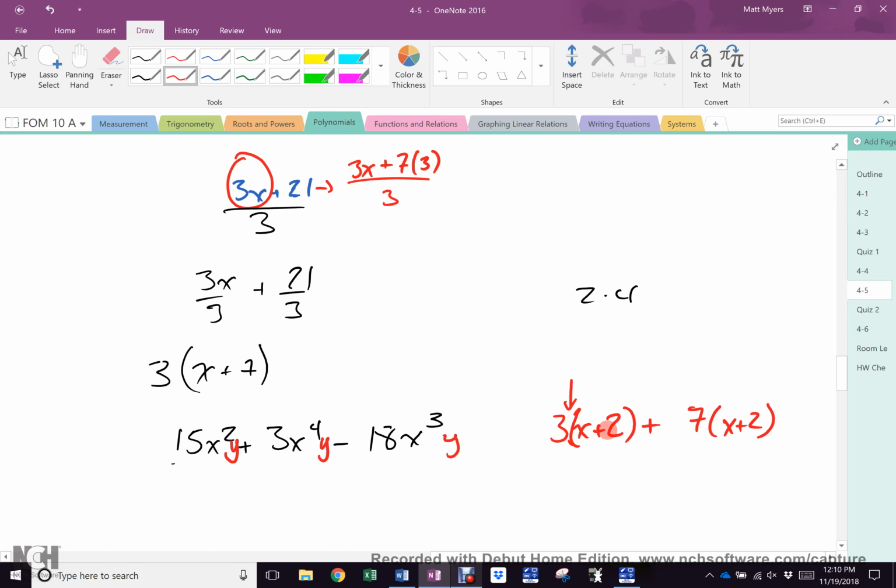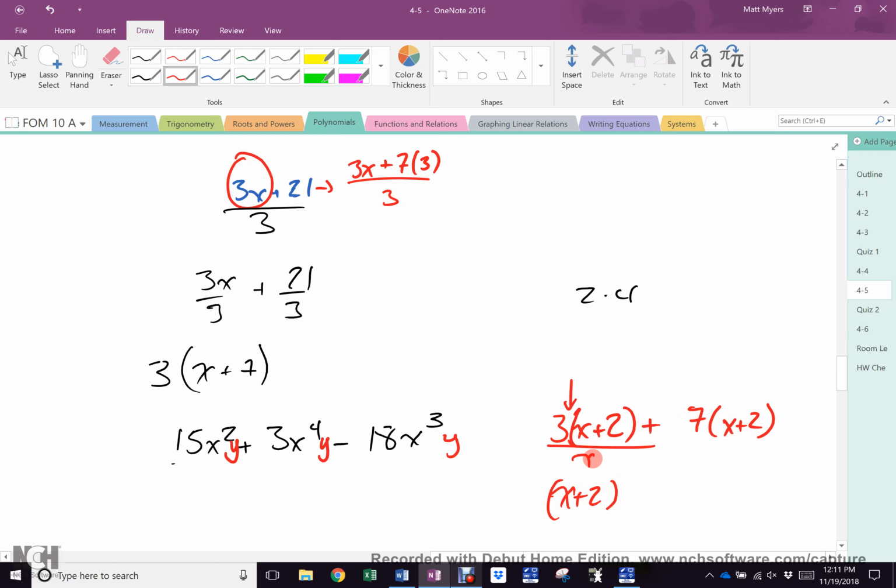Are these both factors? Why? Because 3 is multiplying by x plus 2. Are these both factors? Why? Because 7 is multiplying by x plus 2. Is there a common factor? What is it? X plus 2. So x plus 2 would be the thing that divided out.